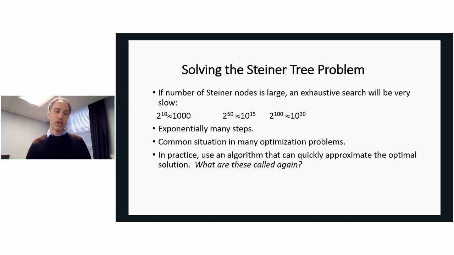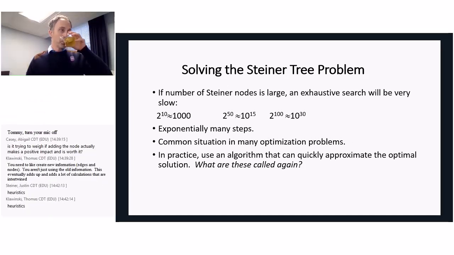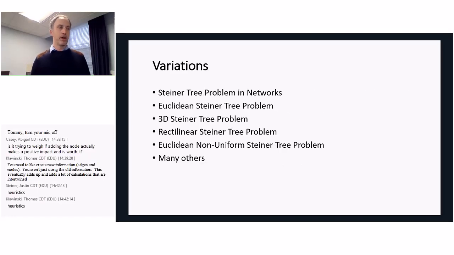Quick quiz-like question. What are those kind of algorithms called again? Quickly find close to optimal solutions. Nice, that was quick. Heuristics. All right, Justin hit the buzzer first, it looks like. Yeah, so you definitely want to remember that word, heuristics. It's definitely one thing I'd love for you to leave this class remembering.